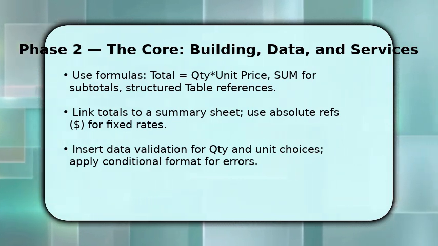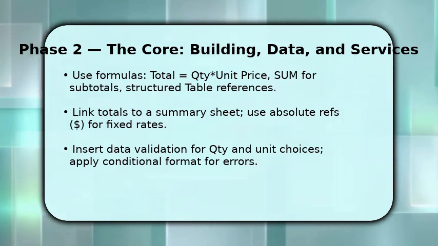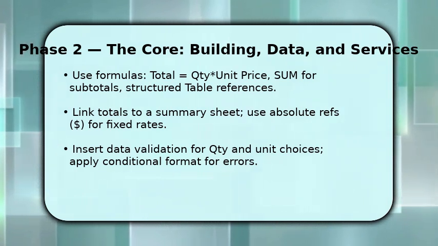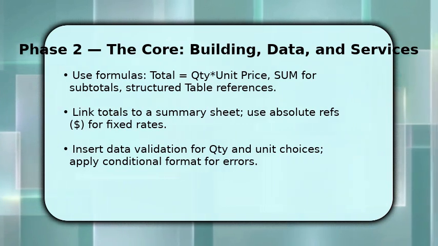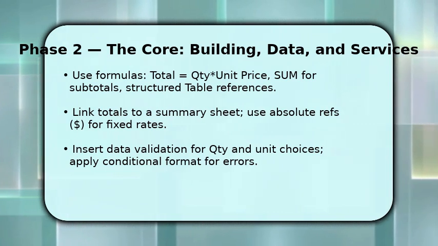Once lines calculate, link those totals to a project summary sheet so one view shows cost, labor, and contingency. Make fixed values absolute with $ so copying doesn't break rates. Also add data validation for QTY and unit selections and conditional formatting to flag negative or missing values.